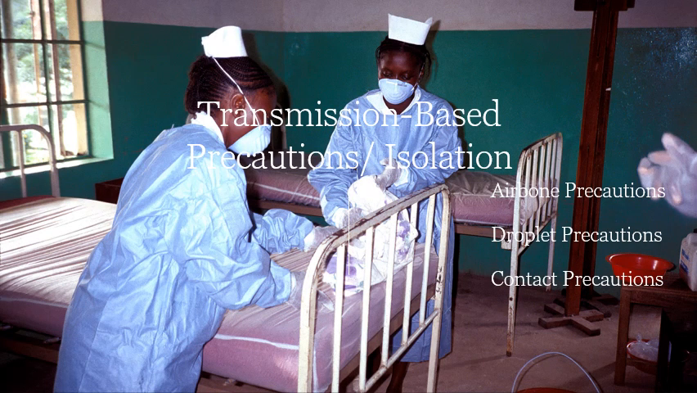We're going to talk about transmission-based precautions, also called isolation or isolation precautions. These may be used in combination with standard precautions for certain situations. The nurse must also understand the different types of isolation and their uses for what specific conditions. Types of isolation are airborne, droplet, and contact. The airborne precautions is specific to reduce the transmission of very, very small pathogens, less than 0.3 microns.